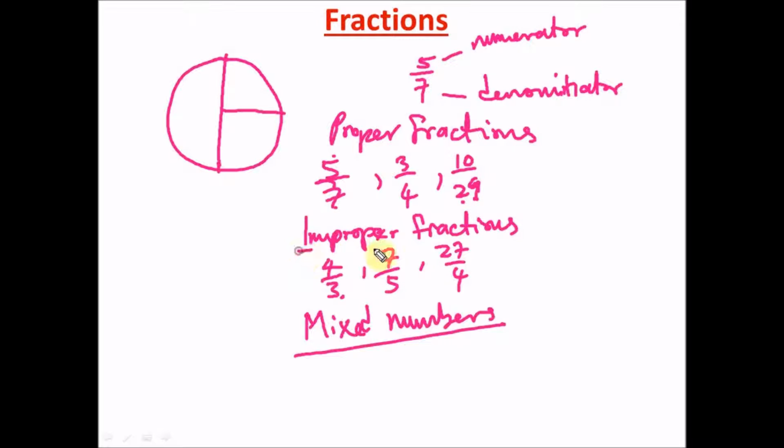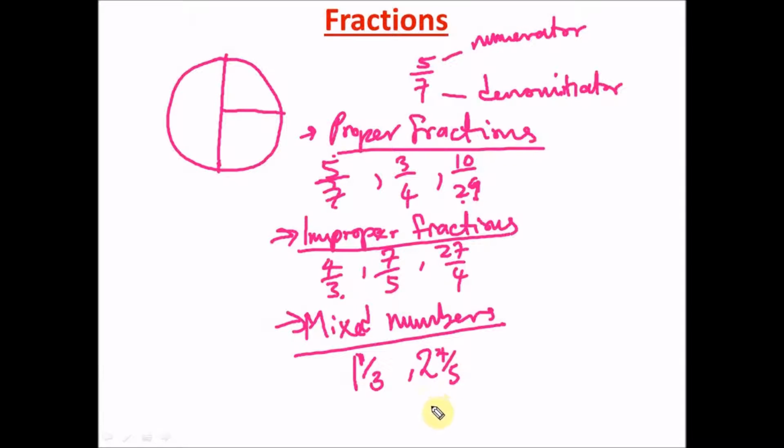And what are mixed numbers? A mixed number is when you have an integer together with a fraction. So when you see something like 1 whole number 1/3, this is a mixed number. And 2 whole number 4/5 is also a mixed number. Mixed numbers have an integer together with a fraction. Another example is 7 whole number 5/8, and another is 2 whole number 9/10.